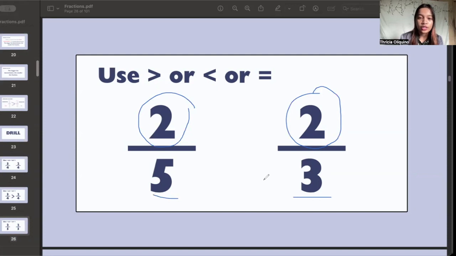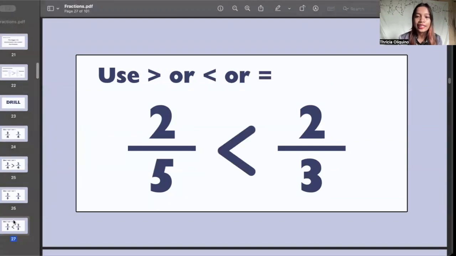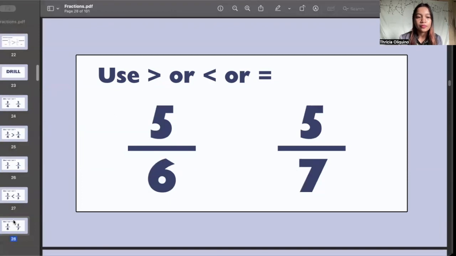So the largest fraction there is, yes, 2/3. Because 5 is larger than 3, and when comparing fractions with the same numerator, the smaller denominator is the larger fraction. So it's 2/3. Next. That's the answer. It's less than.